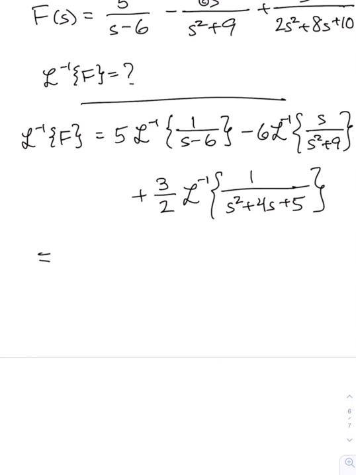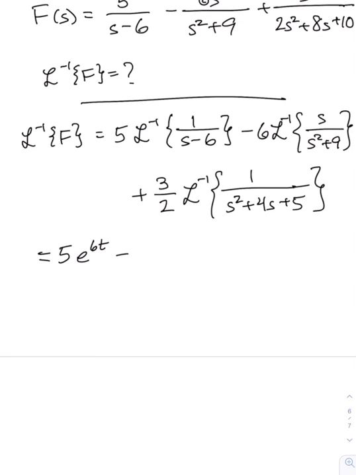So the first one, you can just read off of the table. We have a 1 over s minus a on our table. It's the second line on the table. The inverse Laplace transform then is e to the at, so this is e to the 6t. Okay, we can also read that second one right off of the table. So minus 6 cosine of 3t, thinking of that 9 up there as a 3 squared.